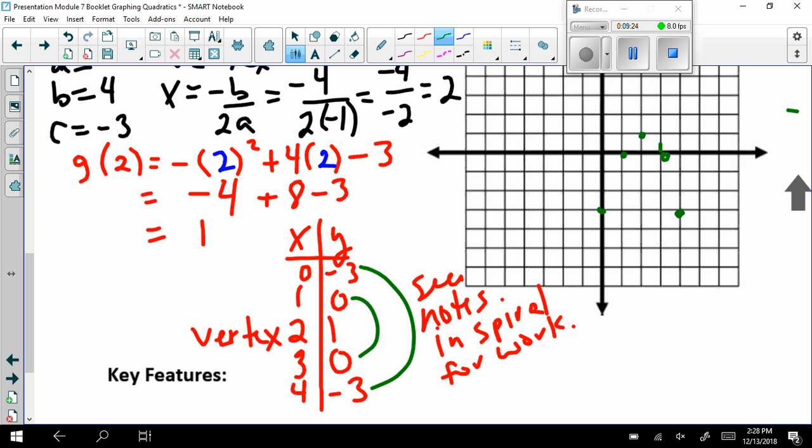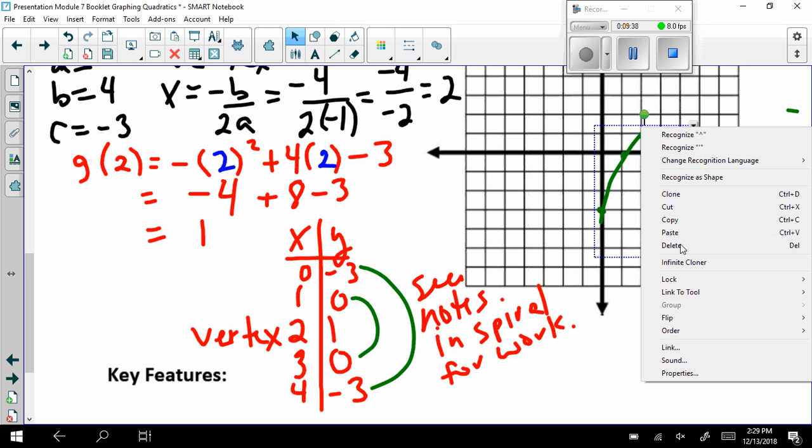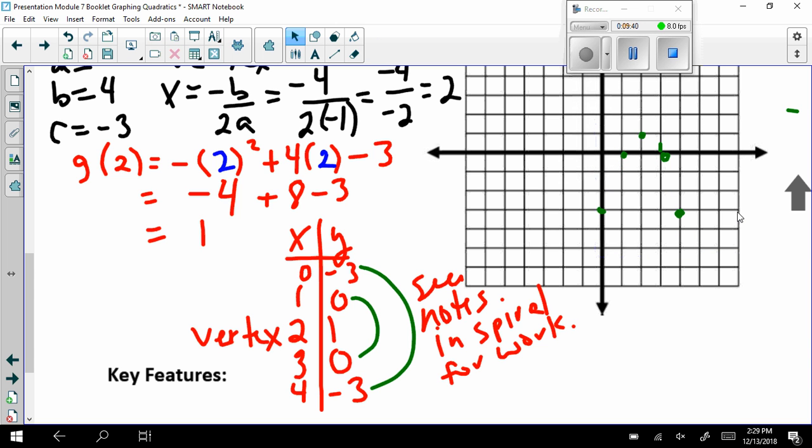Now remember, when you connect these, it's a smooth U shape. And let me actually do that a little bit better because I went above my vertex. And I want my vertex to be my highest point because that's the way the vertex works. It's either going to be your highest point or your lowest point. Not super great, but you get the idea. Smooth U shape.